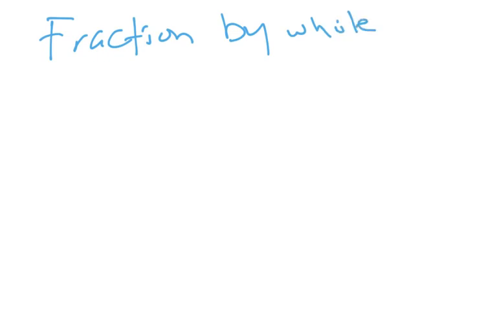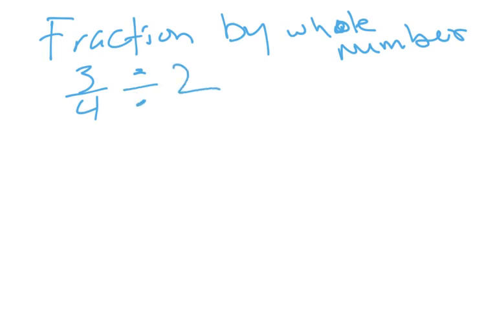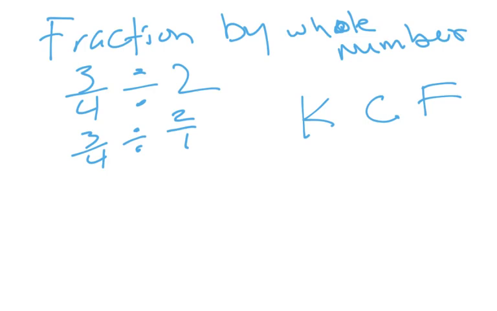Now let's talk about fraction divided by whole number. Okay, so same thing here. The whole number has to be put over 1, just like when we multiply. So if I have 3/4 and I want to divide that by 2, I'm going to take 3/4 divided by 2 over 1. Again, I'm going to use keep, change, flip.